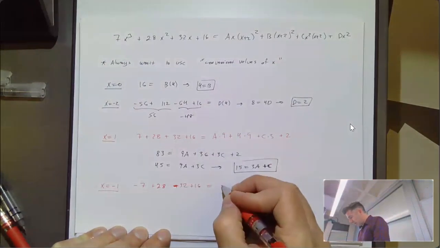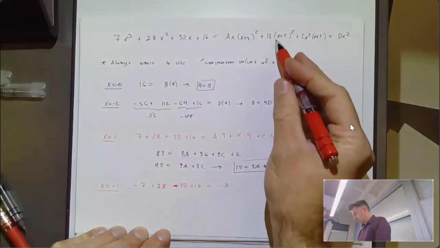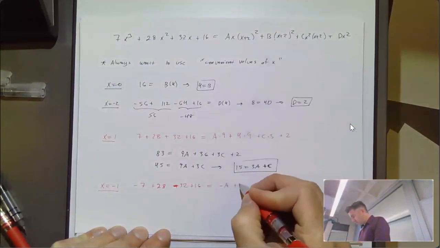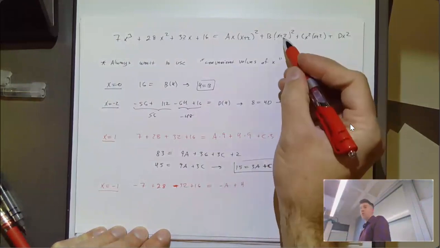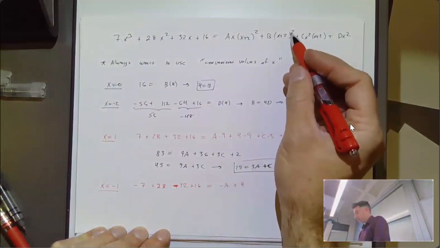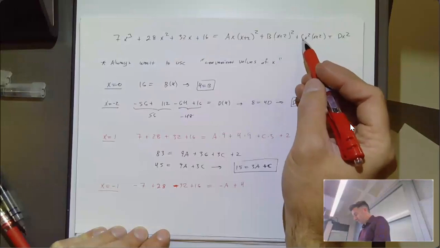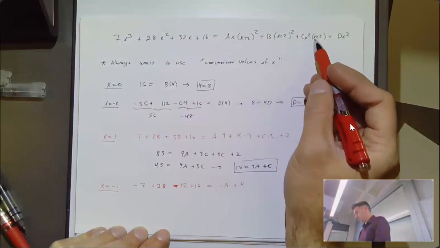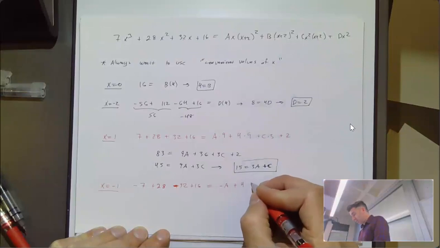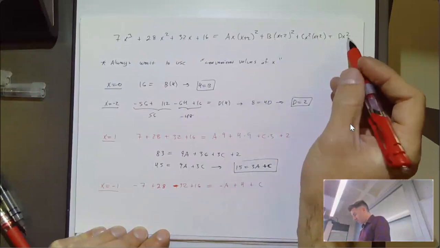So I'm going to get -a. I'm going to get b, which again is 4, times -1 plus 2 is 1 squared, is still 1. Great. And I'm going to get c times -1 squared times 1, so I'm going to get c times 1. And I'm going to get d times 1, but d is 2.